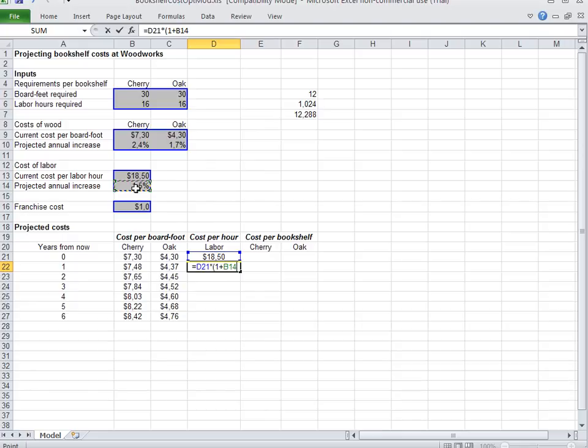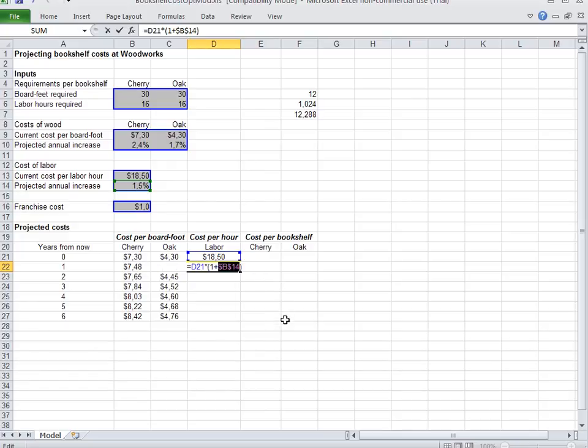1.5% is 0.015, so 1 plus 1.5% is 1.015, and it takes 101.5% of the previous price. We close the parentheses. We need some dollar signs here, so let's go to B14 and click on the F4 key, and we have this formula.